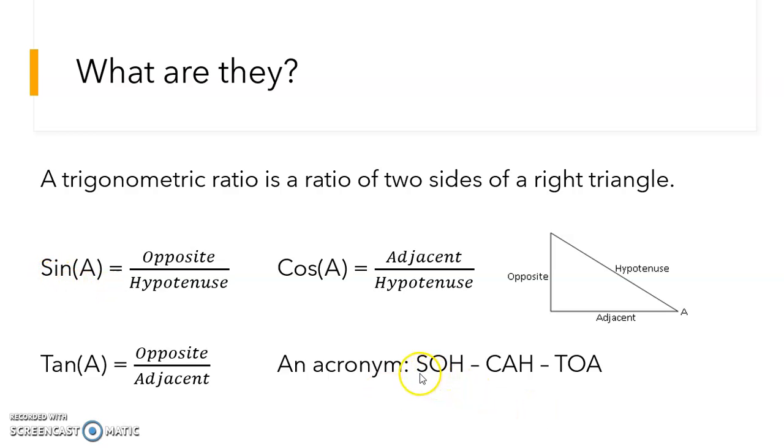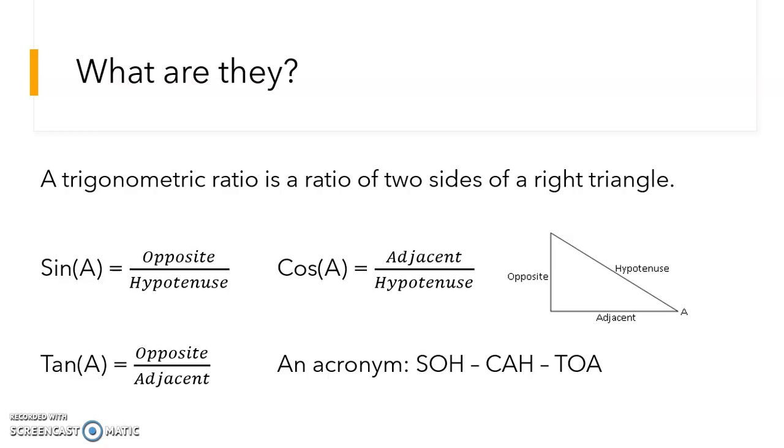So this stands for sine opposite hypotenuse. So this is sine equals opposite over hypotenuse. This stands for cosine adjacent hypotenuse. So this is cosine equals adjacent over hypotenuse. And this stands for tangent opposite adjacent. So that's tangent equals opposite over adjacent. Okay, and I love that acronym. It really helps with remembering what all of these ratios are.